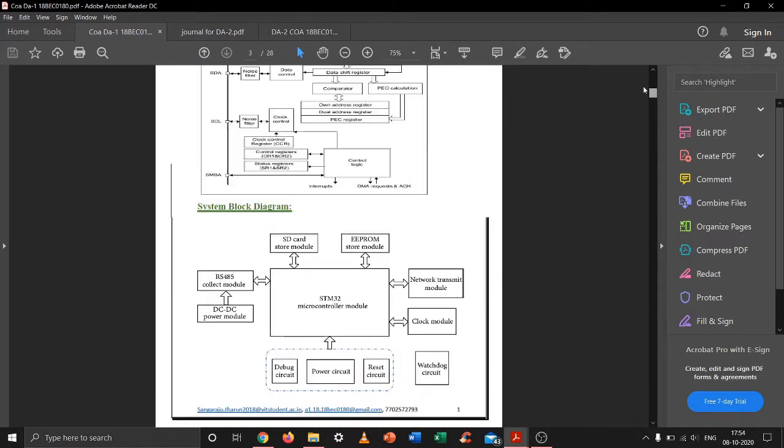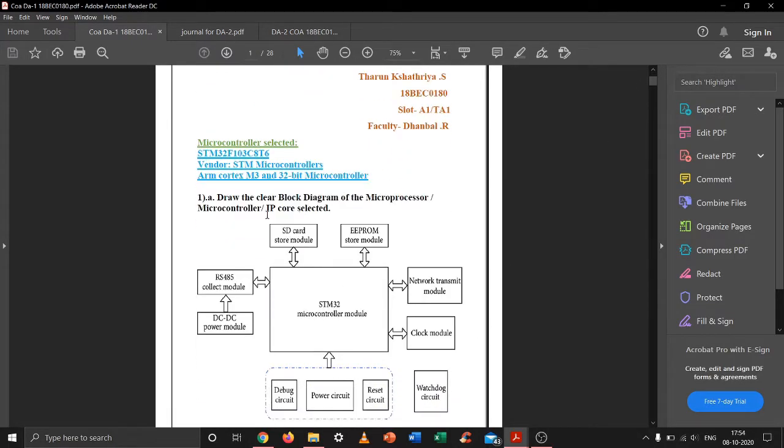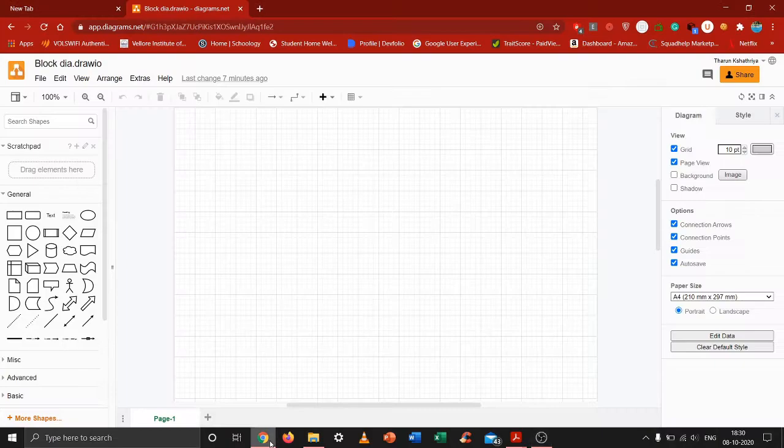Now what I'm going to do is draw this block diagram online by using the draw.io tool.